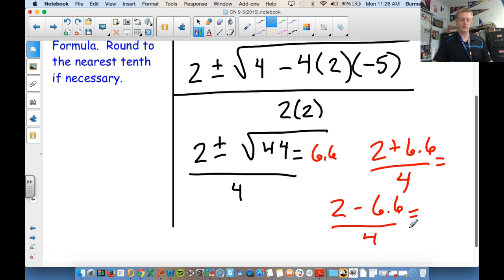So those are the things that we're typing into our calculators. And hopefully you have a calculator at home that can help you out. 2 plus 6.6 divided by 4. And I got a 2.15, which rounds to a 2.2. And then we have a 2 minus the 6.6 divided by 4, which is a negative 1.15, which rounds to a negative 1.2. So my x values, where it crosses the x-axis, are going to be at a 2.2 and at a negative 1.2.